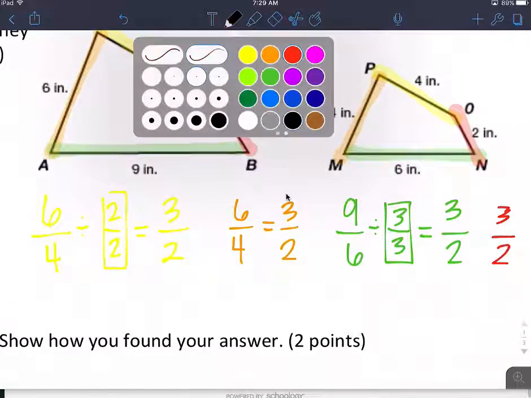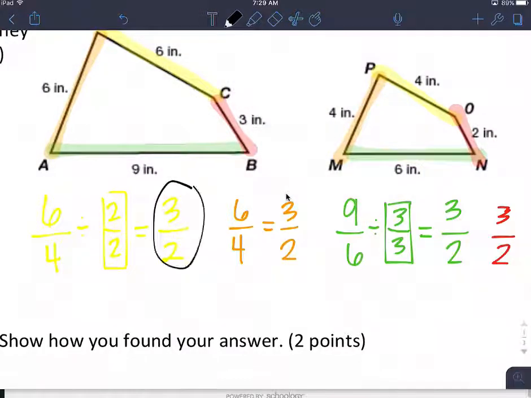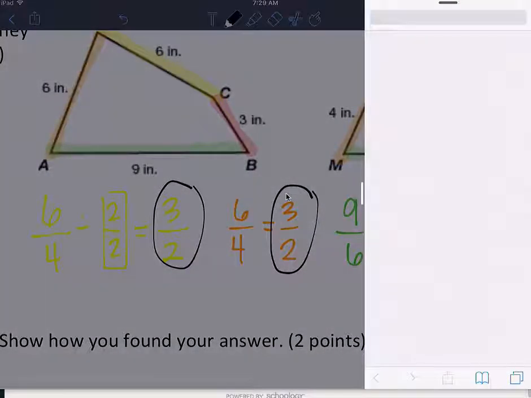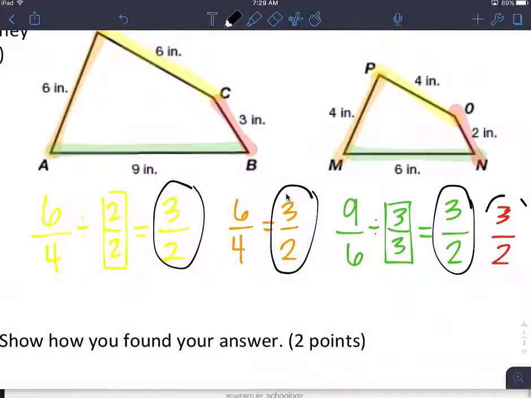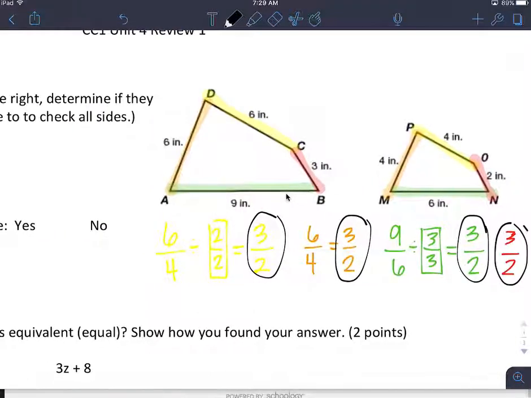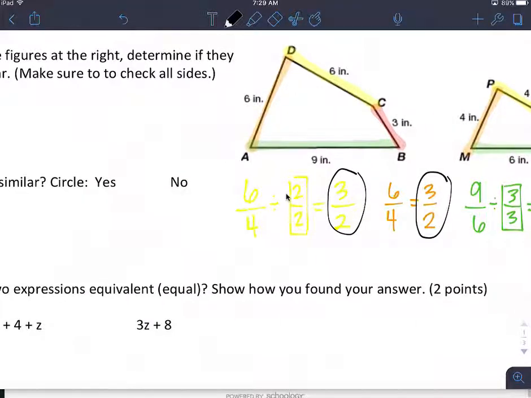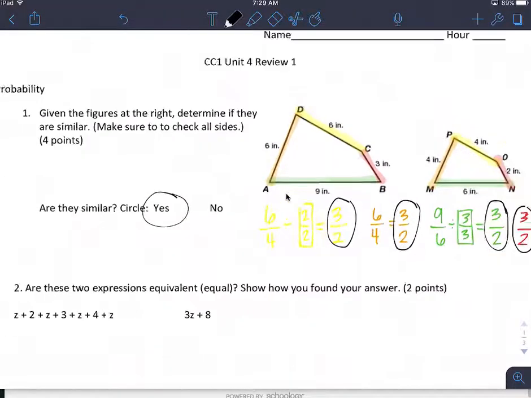So looking at those 4 ratios, they are all the same. So yes, they are similar.